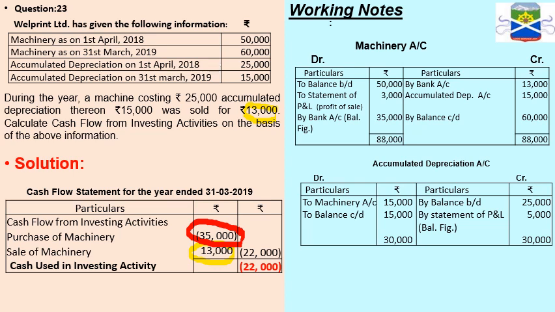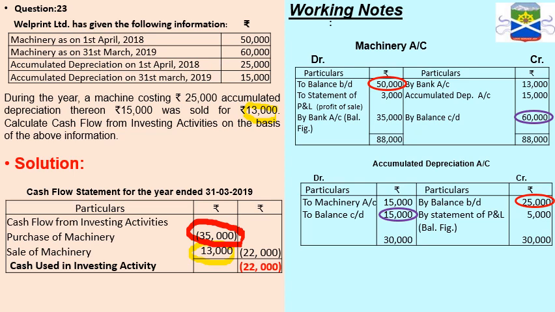While we are doing the machinery account and the accumulated depreciation account, you have to check the opening balance and the closing balance. The machinery account is an asset, so that's why the opening balance will come on the debit side, that is 50,000 as given, opening balance b/d. Accumulated depreciation is a liability, that's why the opening balance b/d will come on the credit side. In the same way, the closing balance will come on the credit side under the machinery account, and the closing balance of accumulated depreciation will come on the debit side of the accumulated depreciation account.